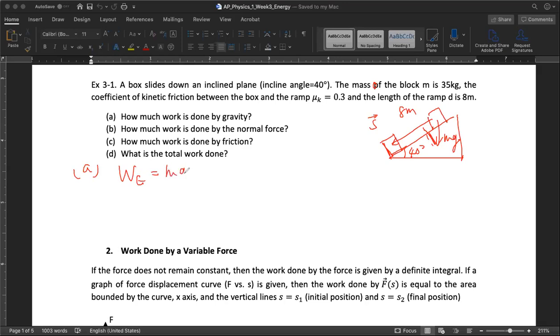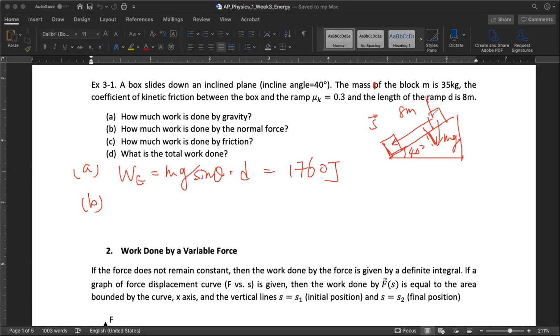Should be mg sine theta times the displacement d, right? So the whole displacement. Yeah, that should give you the answer. Plug in, just write out the answer. It should be 17604 something. Part B, how much work done by the normal force?